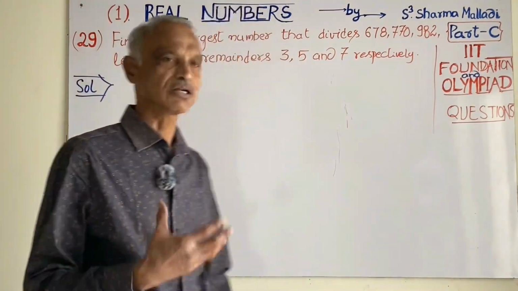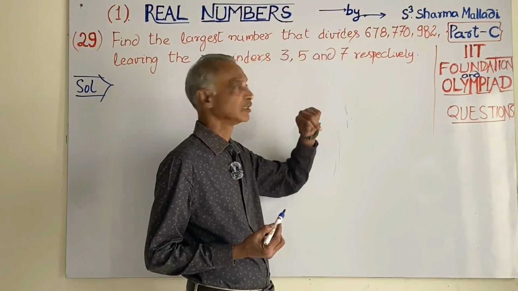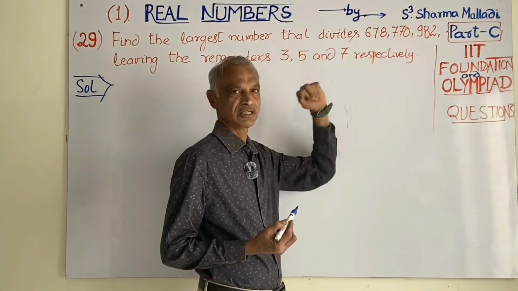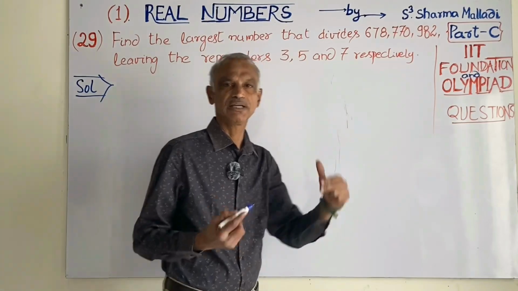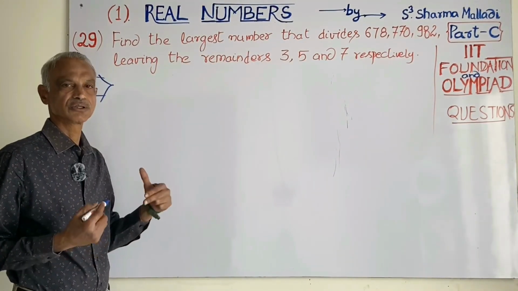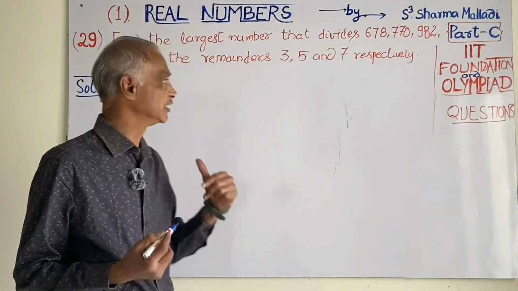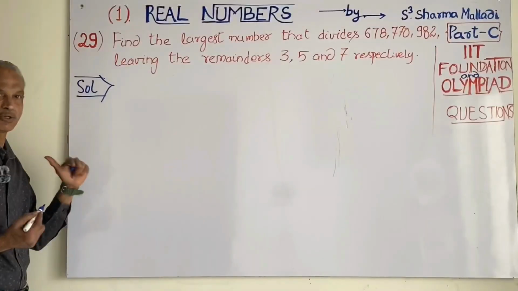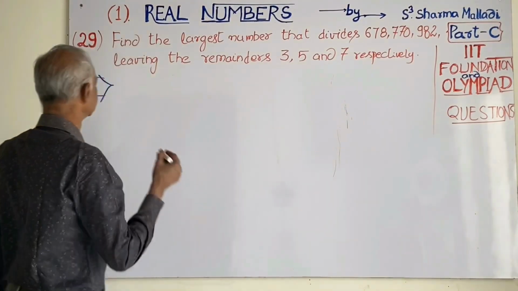To find the largest number, we have to subtract 3 from 678, 5 from 770 and 7 from 982. Then we have to find the HCF of the three numbers, so that we will get the required largest number that divides all those numbers.